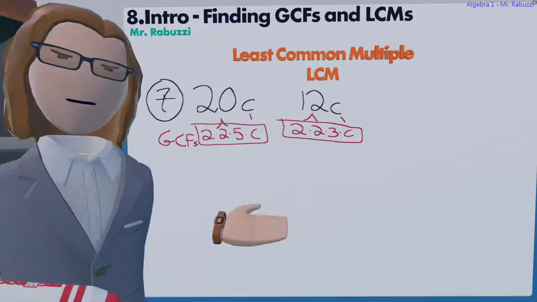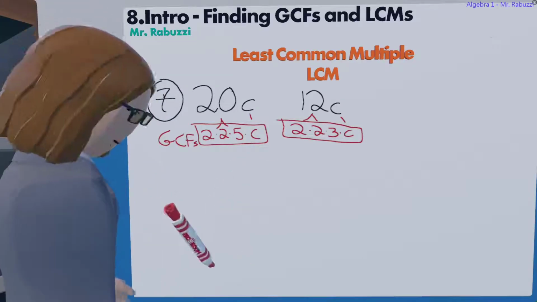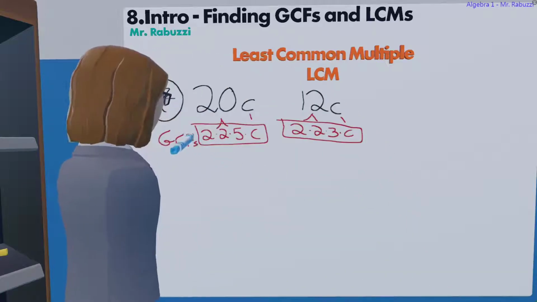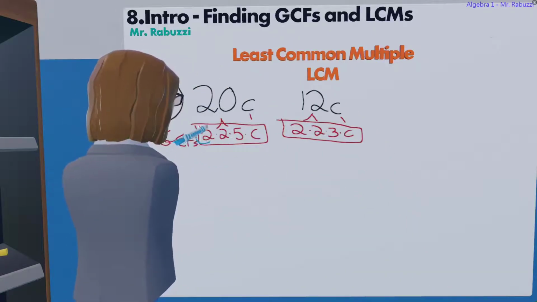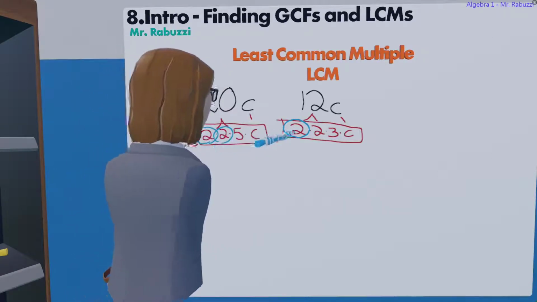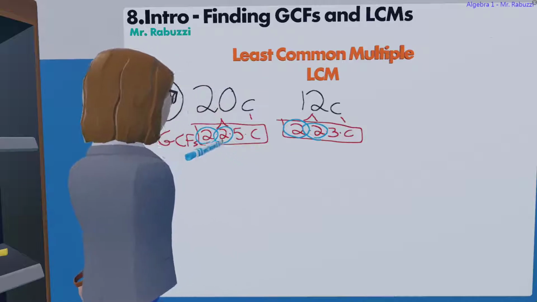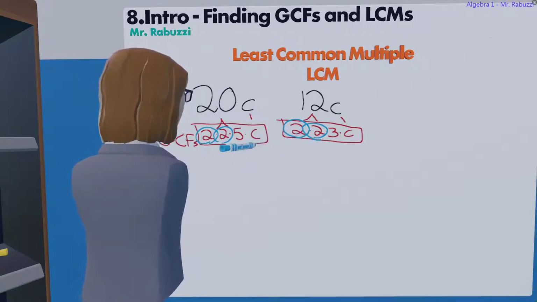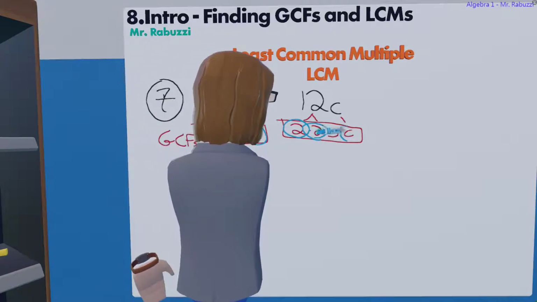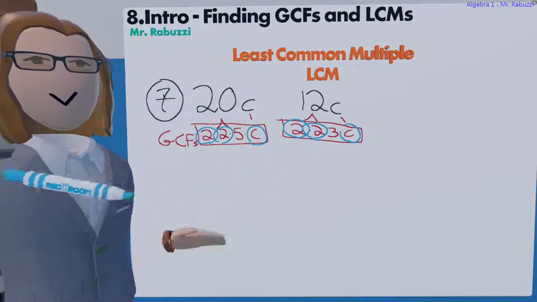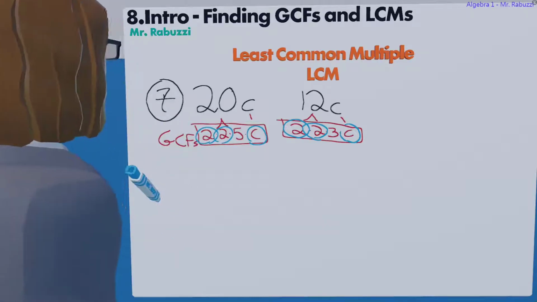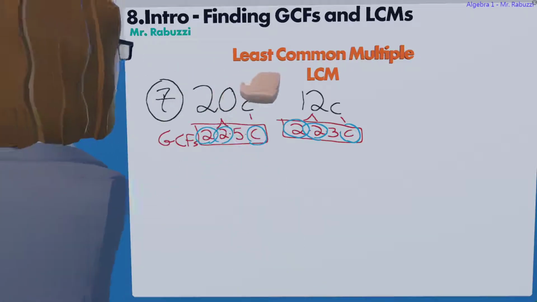Okay. Now we check what do they share. A 2 and a 2. A 2 and a 2 again. A 5? No. A C? Yes. All right. Now we've got our GCF, but we don't want to find our GCF. We want to find our least common multiple.